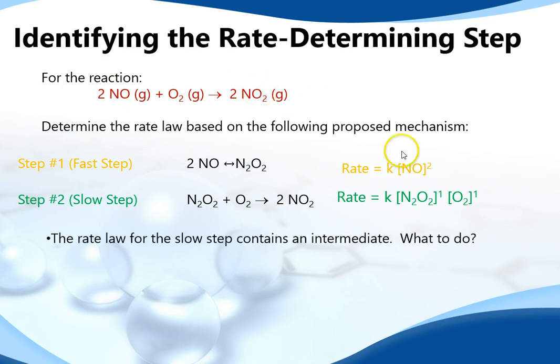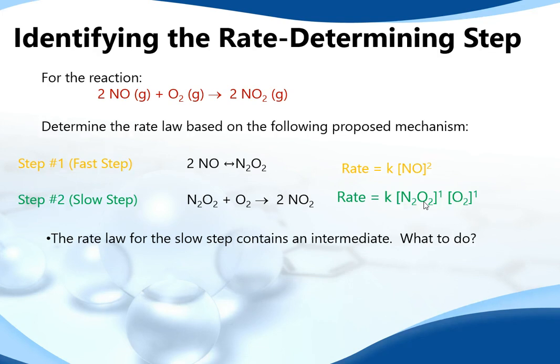But there's a problem. And that problem is that there's an intermediate there, N2O2. You can't have a substance in your overall rate law that does not appear in your overall equation here. There's no N2O2 anywhere to be found there, so we can't be using that as a claim for what our rate law is going to be. So what do you do?